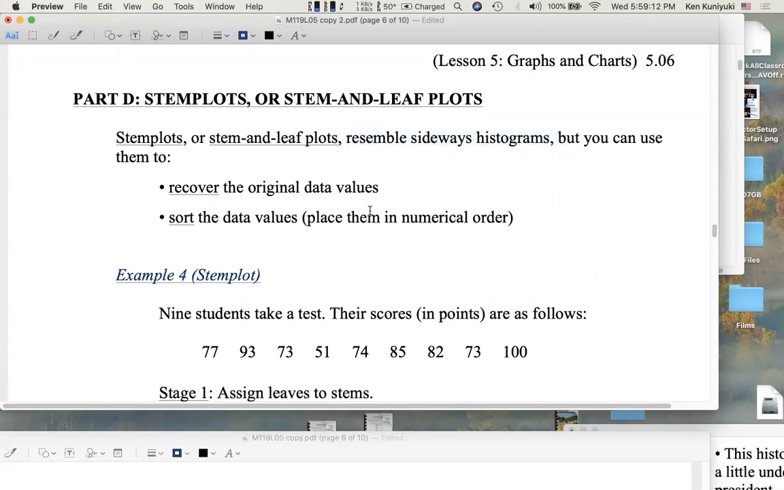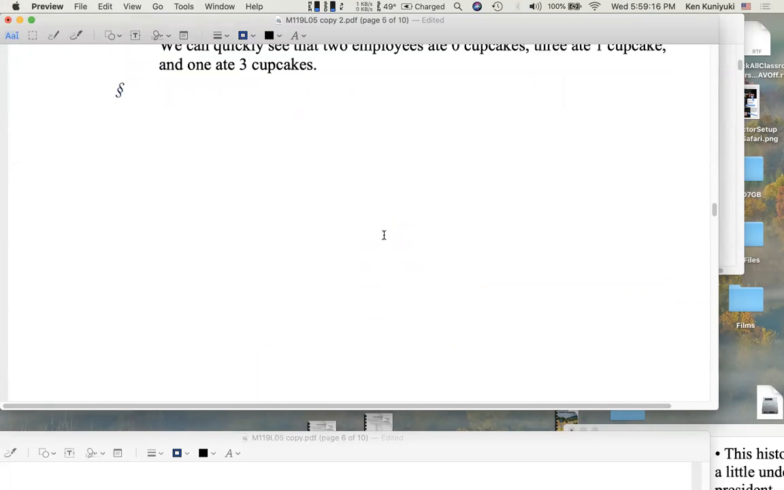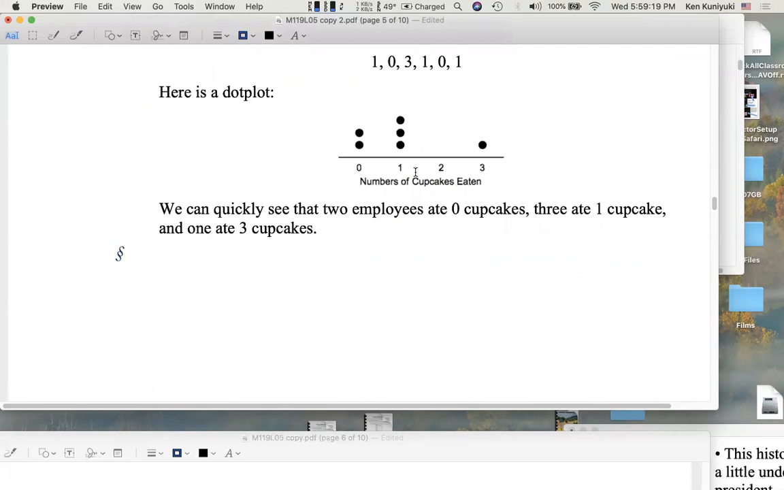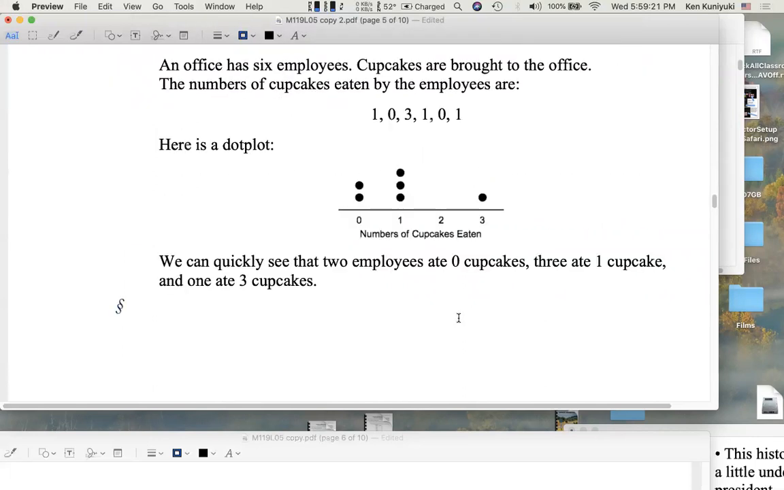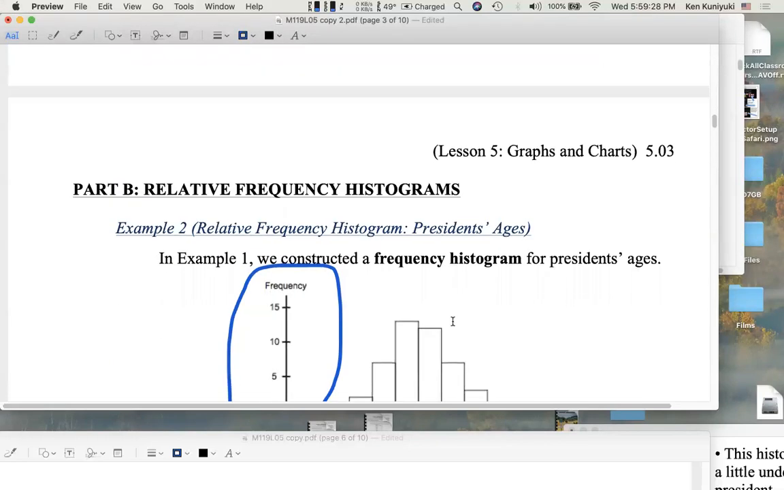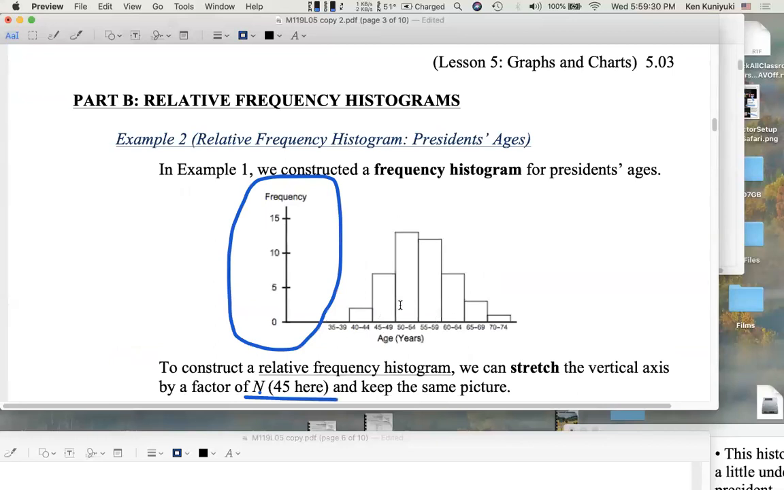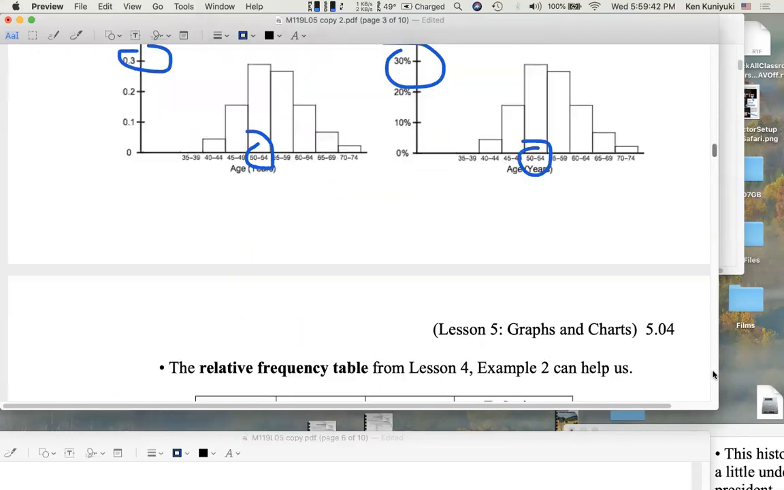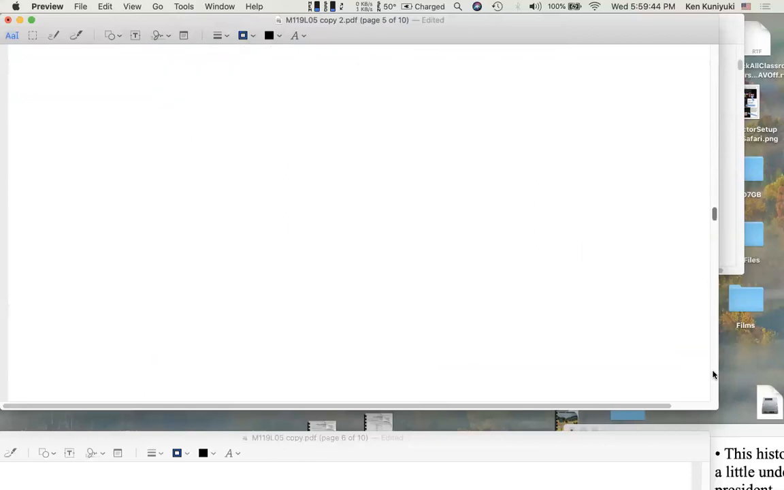But unlike a histogram, you can actually recover the original data values. I mean, here for a dot plot, just bang, 2 zeros, 3 ones, and 1 3. But for a histogram, like for the presidents, for example, you couldn't get back. You might know, for example, that there were 13 presidents in their early 50s, but I don't know how many 50s, how many 51s, how many 52s. I cannot reconstruct the original raw data set, okay? But with a stem plot, you can.